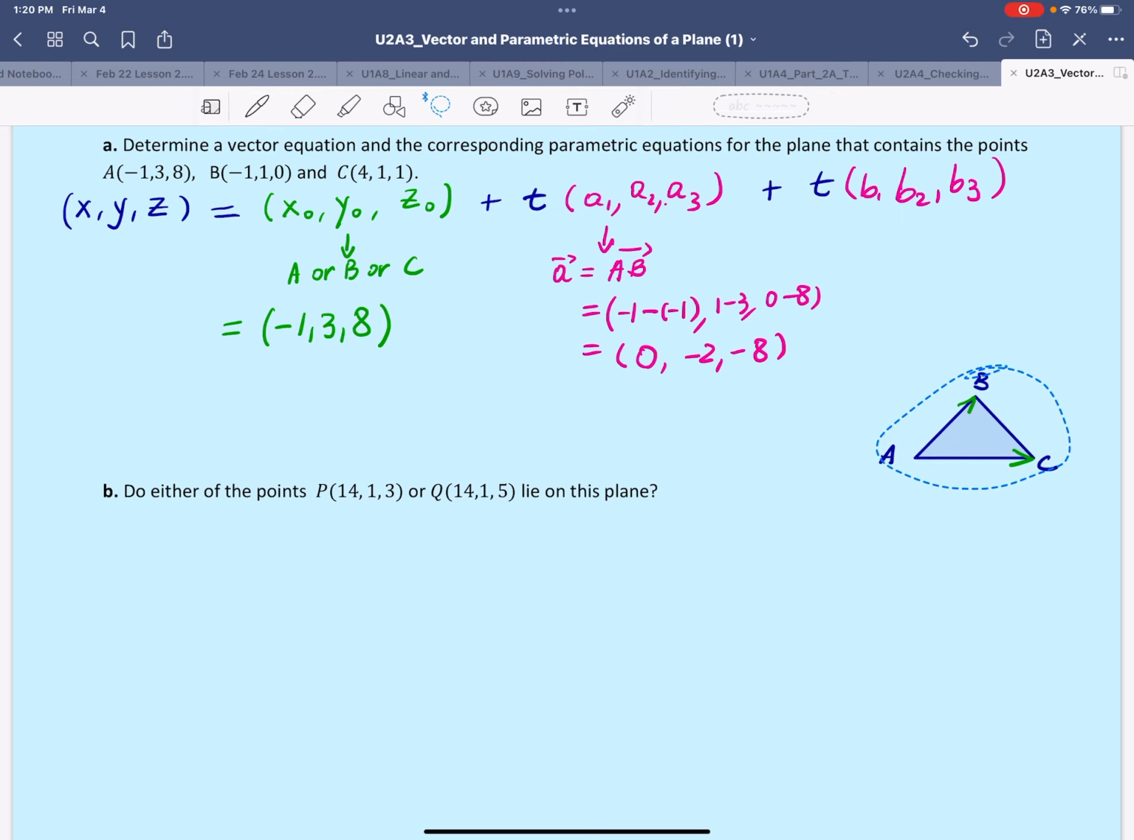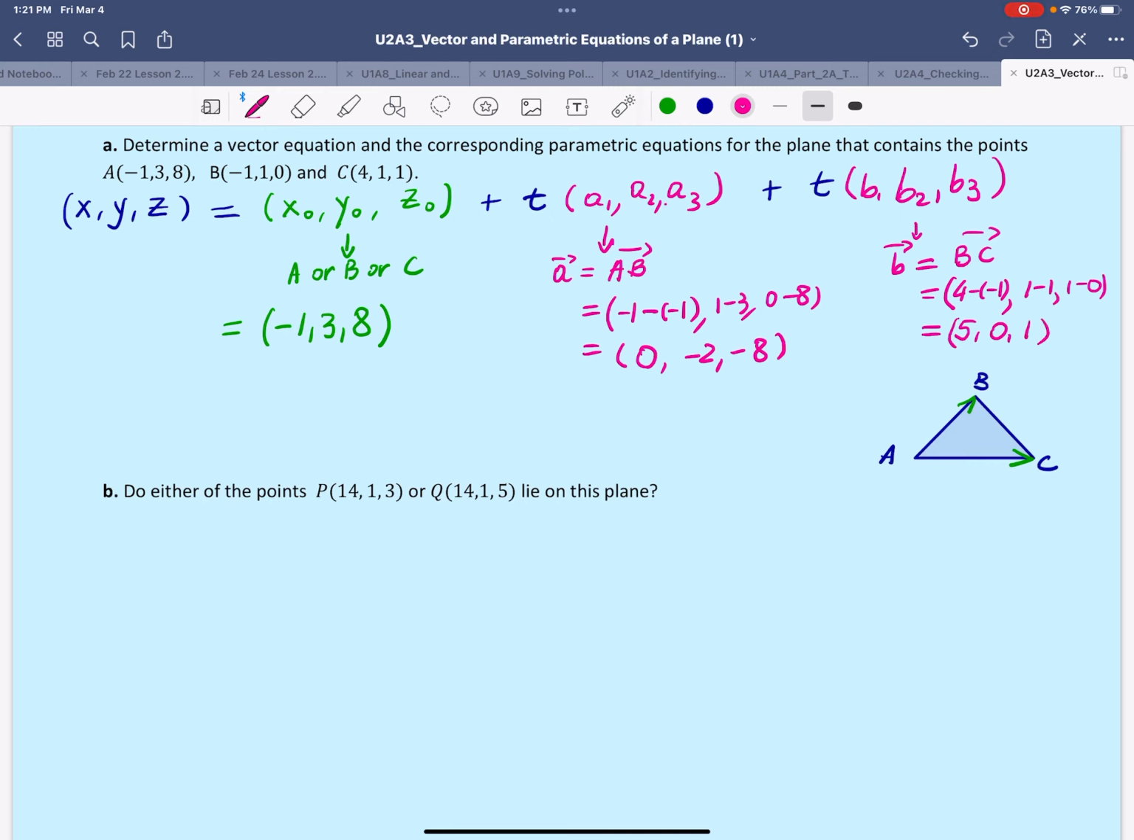For the next vector, I'm going to choose, say for example, vector BC, which we're going to call our direction vector b. Again, remember, from C subtract B. So 4 minus negative 1 for x. For y, we have 1 minus 1. And then for z, we have 1 minus 0. So the coordinates of direction vector b would be 5, 0, and 1.